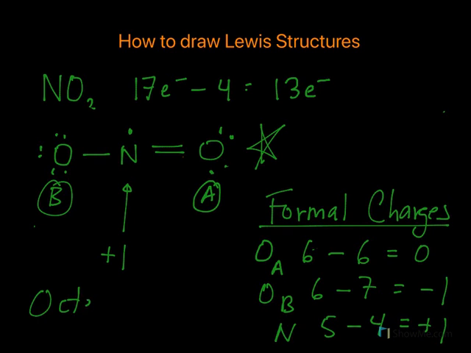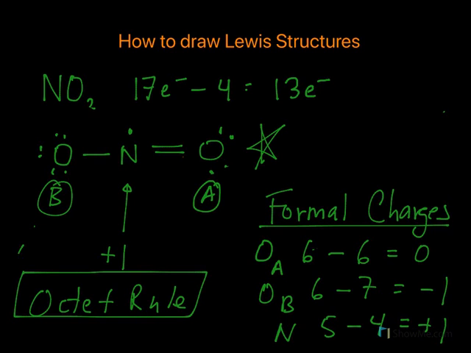The octet rule supersedes the formal charges rule. That's why we have to do this first, and then we answer this second. But this then is the Lewis structure for nitrogen dioxide.